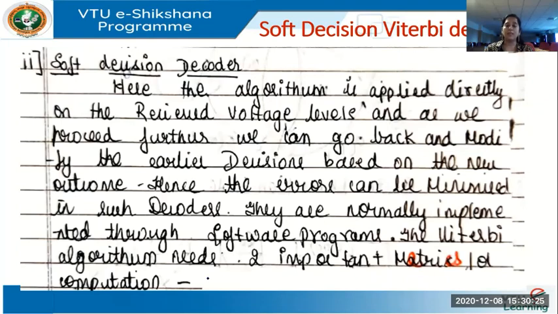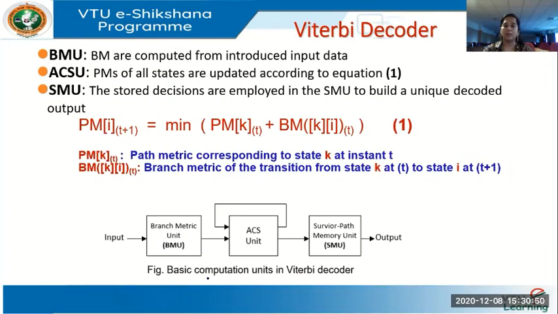So the Viterbi algorithm can be either hard decision or soft decision type. Soft decision is less prone to error and it can be easily implemented in software. Here, the chances of detecting and correcting errors are higher. So let's see what are the important metrics which we need for computation.